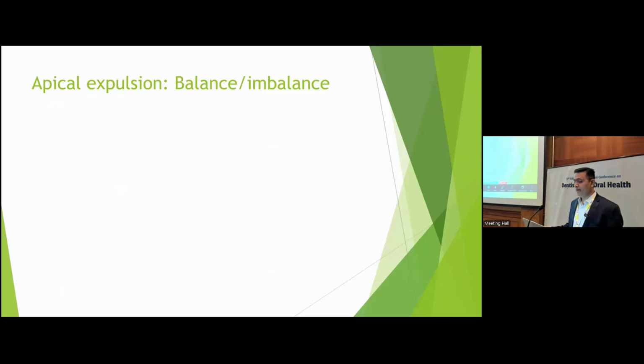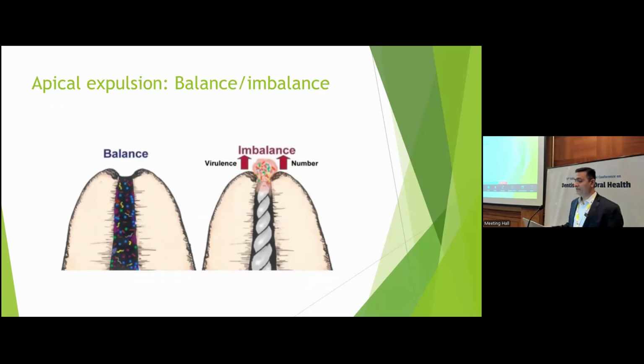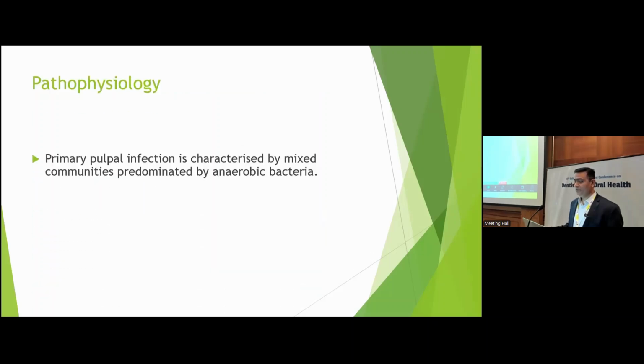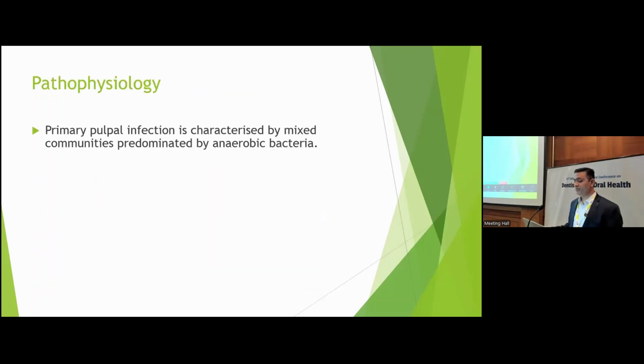Periapical expulsion, balance and imbalance. When there is a non-vital tooth in the oral cavity, the patient seems to be okay, but when you start the root canal and begin cleaning and shaping with the instrument, there is an abrupt virulence effect in the periapical lesion, which causes an increase in the microorganisms because of the expulsion of these debris during instrumentation. So we have to know what the pathophysiology behind this phenomenon is.